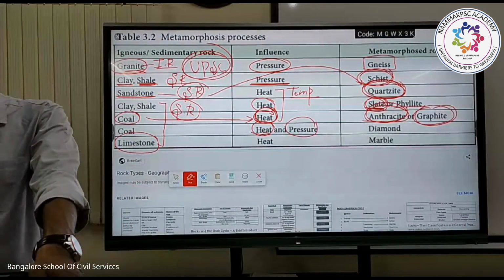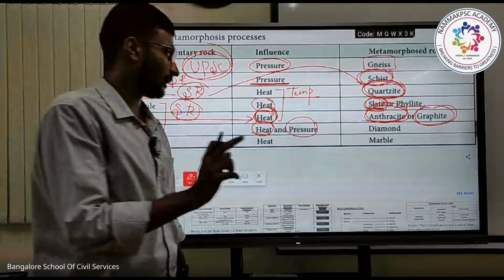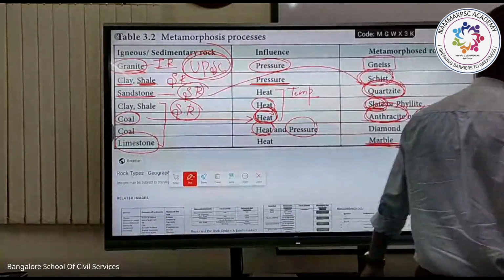Formation of a marble. Highly important one. This chart is highly important.